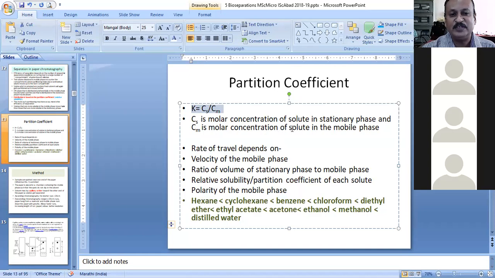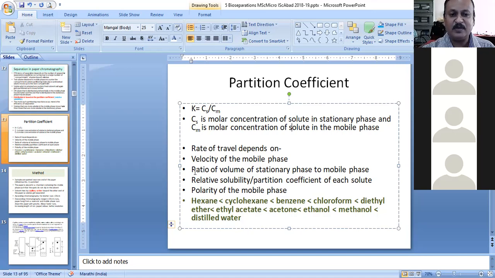Now the rate of movement or rate of travel will depend upon certain things. One is the velocity of the mobile phase, how fast the mobile phase can travel from one end of the paper to the other end. Of course, all the sample components will be under the effect of the same velocity of the mobile phase. So separation will not happen because of this actually. The velocity of the mobile phase is only responsible for carrying the sample components along the paper.